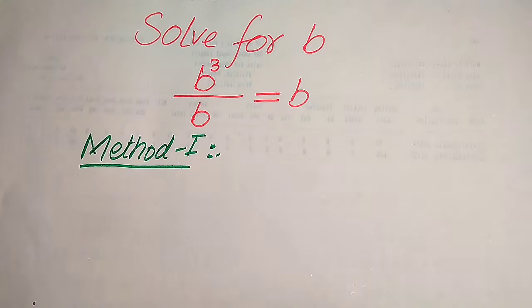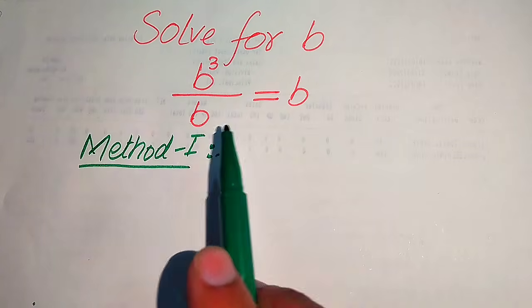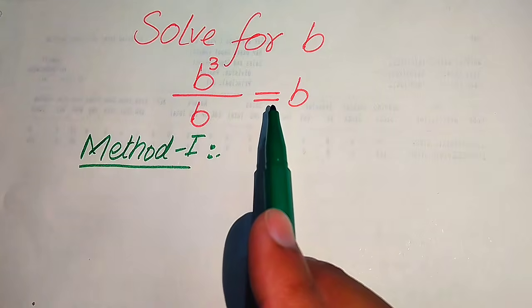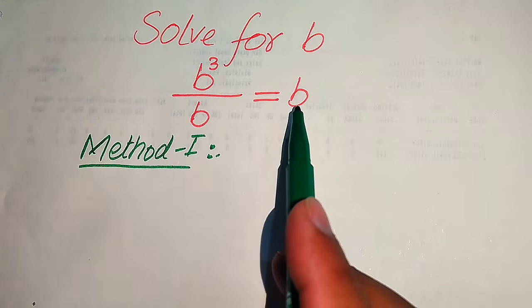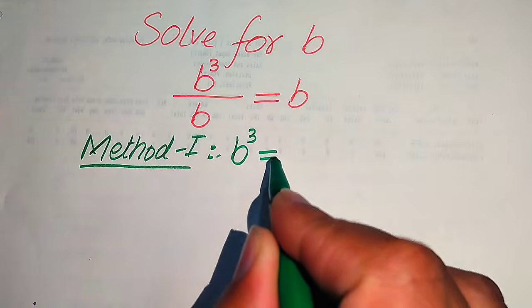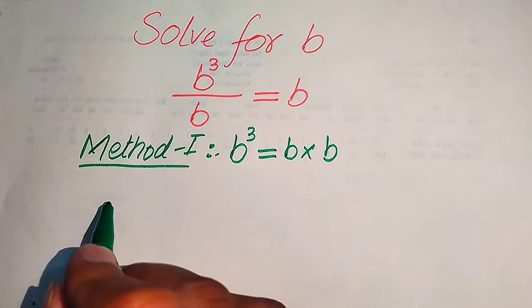And now we move towards the solution of this problem with the first method. In the first method, we move the term from the denominator to the right hand side. Here you see this is b divided by b. When we move it to the right hand side, it is multiplied by b, and it will be written as b cubed equals b multiplied by b.